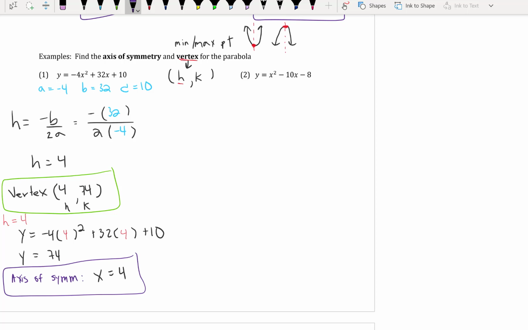Number 2 is very, very similar. So again, I have my h is equal to negative b over 2a. And here it looks like a is equal to 1, b is equal to negative 10, and my c is equal to negative 8. So that b value that I'm plugging in is a negative 10, and the a value that I'm plugging in is a positive 1. So I'm going to get that h is equal to positive 10 divided by 2, which gives me a positive 5.